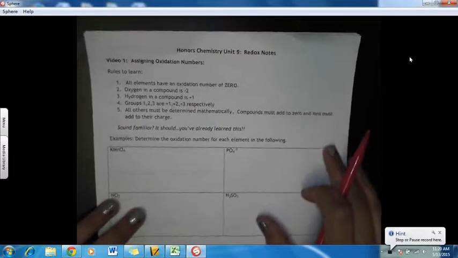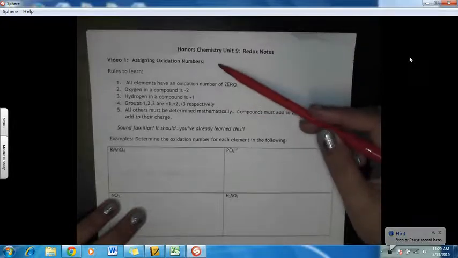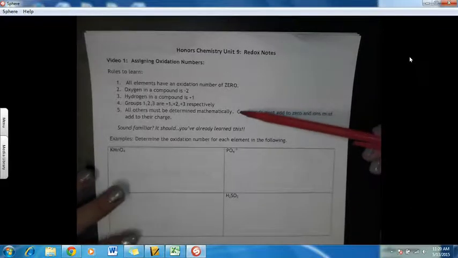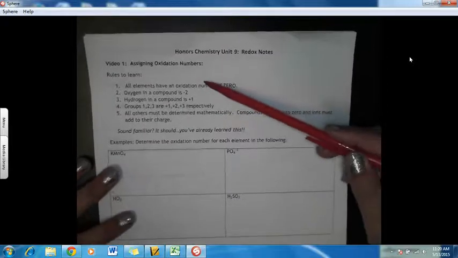Right, we're going to be learning about how to assign oxidation numbers. Really, this is nothing new. We've already learned how to do this before. We just learned some generic rules. Now we're going to learn some more specific rules that are always going to be true.